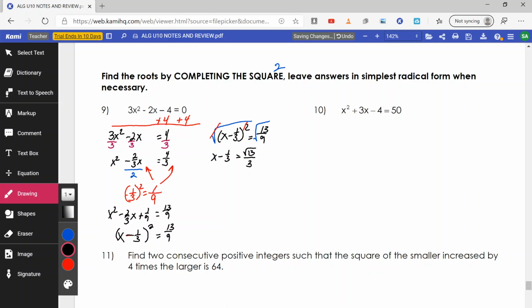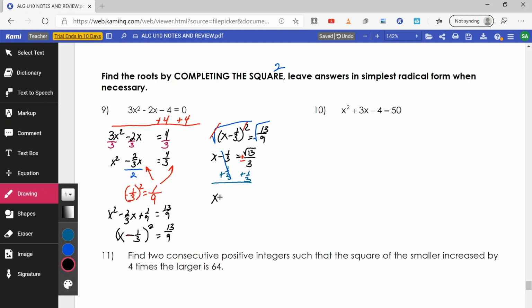So we have x over 1/3 equals root 13 over 3. However, I cannot forget the fact that whenever I take the square root of a number, I end up with both a positive and a negative value. So it's really x minus 1/3 equals positive and minus root 13 over 3. And what I'm going to do here is add 1/3 to both sides, because that will cancel out the 1/3.